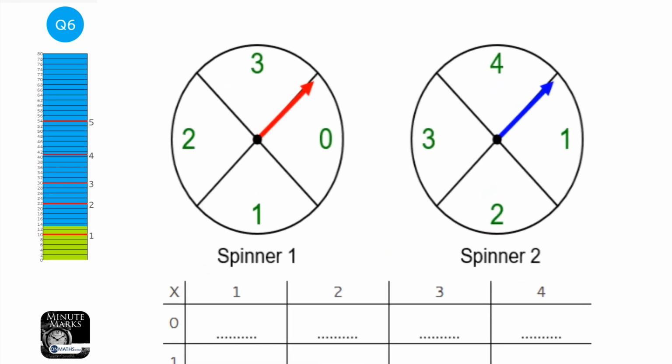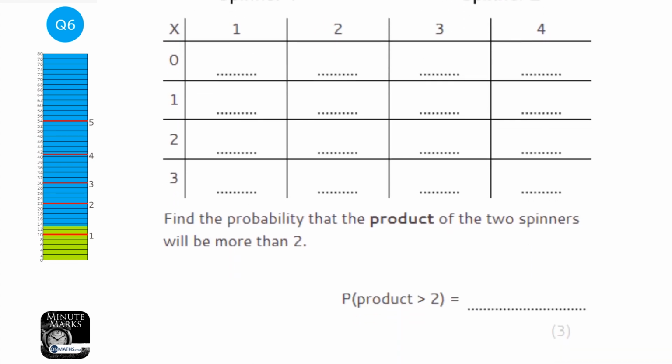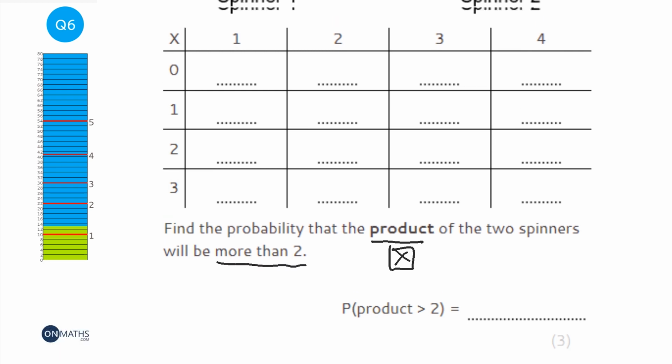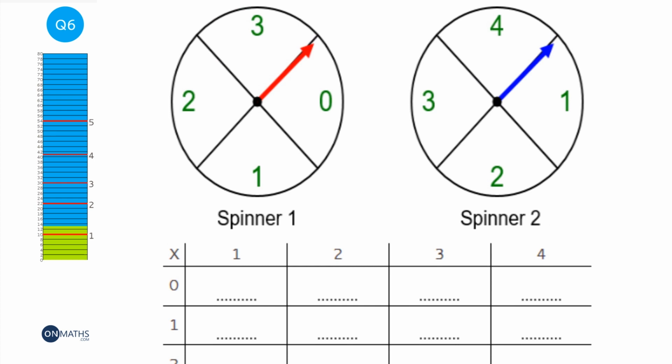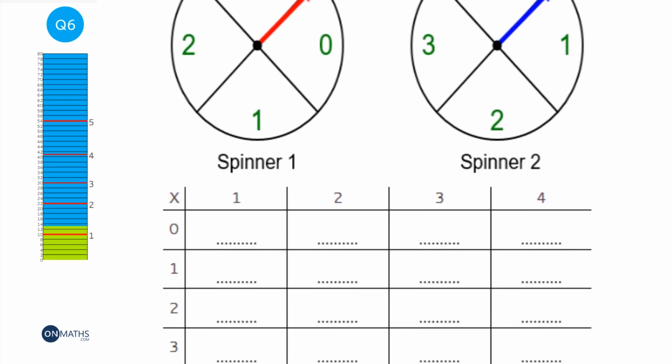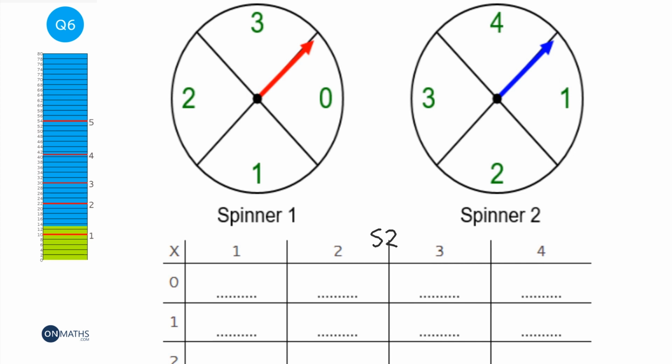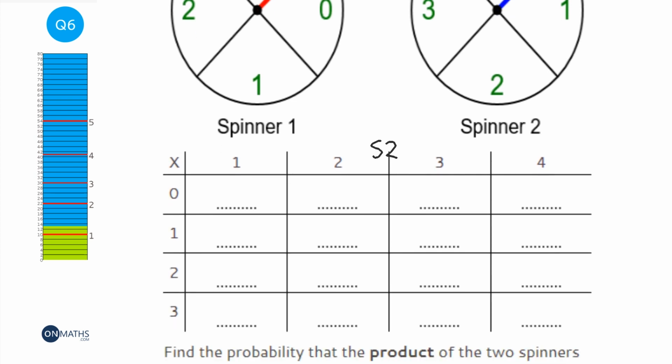Okay, so a few things we need to realise with this question. First of all, what does product mean? Product just means times. It means if you times them together, that's the answer, right? And we're looking for more than 2. We'll come back to that later. So first of all, we're going to do a sample space diagram for this. So we've got the numbers from spinner 2 up here, and the numbers from spinner 1 here. But instead of like writing down the combinations, we're just going to write down the answers to the product.